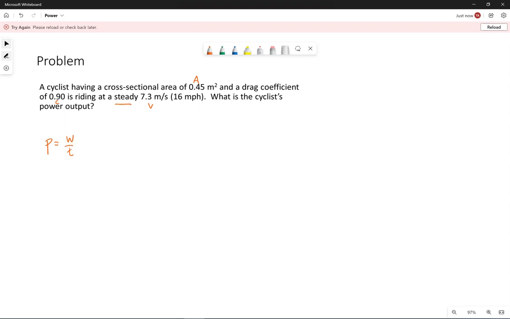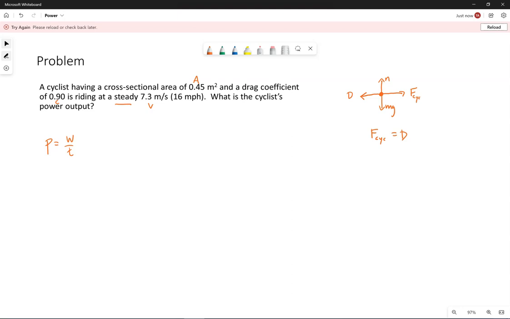So if the cyclist is riding at a steady rate, if I were to draw the cyclist over here, the force that the cyclist is applying is counteracting the drag force they're experiencing. The steady speed tells us that the cyclist's force is exactly equal to the drag force that they are experiencing.